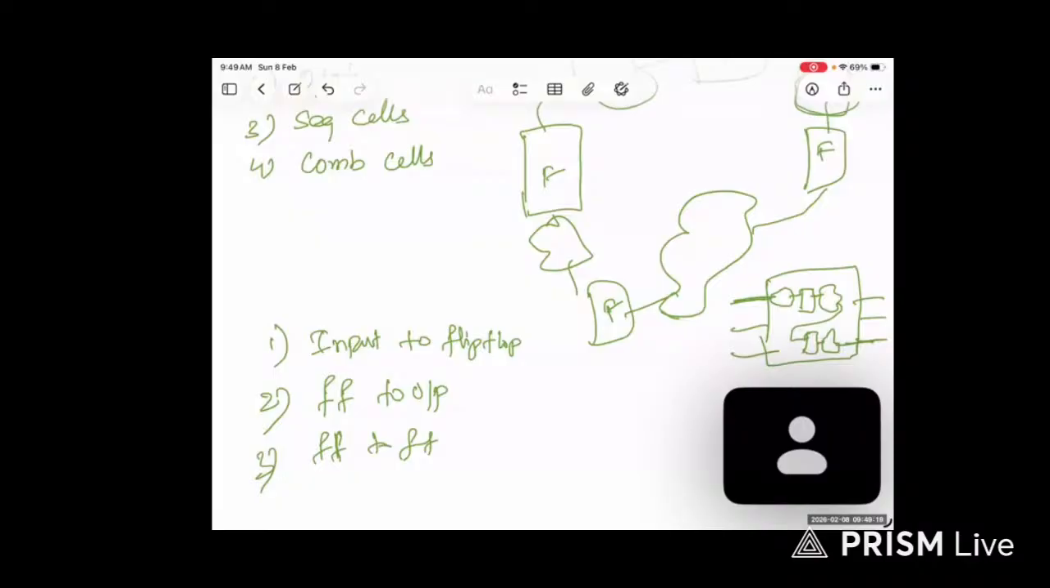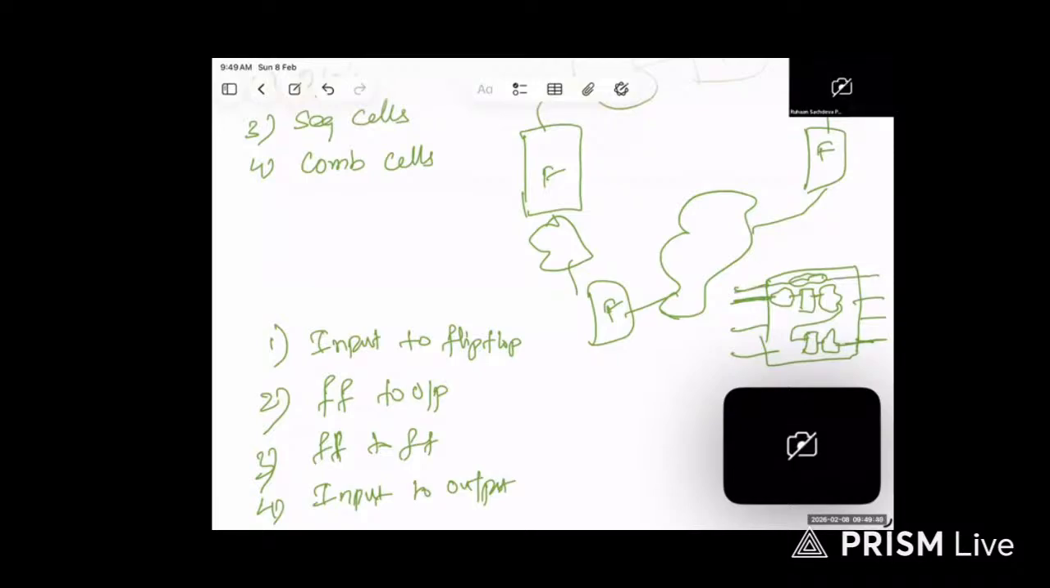So flip-flop to flip-flop, and then you have input to output. That is, you have an input pin that directly goes to some combinational logic, and then it comes out as output. Any doubt until now? I am just telling what are the components inside the chip, and I'm grouping the paths that are there inside the chip with respect to the logical elements that are available. Any doubt? Fine.